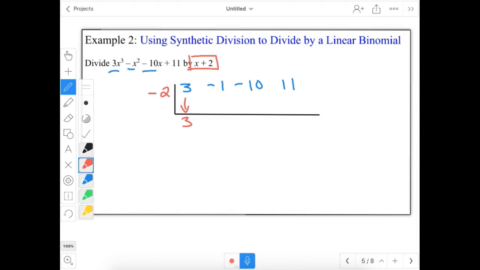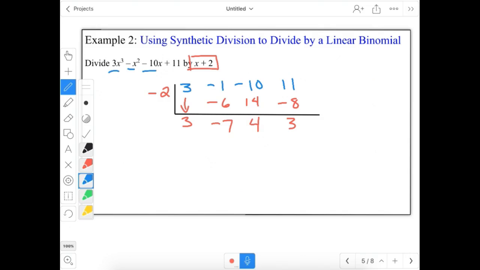So we drop down our 3, multiply by negative 2, so we get negative 6. Negative 1 plus negative 6 is negative 7. Multiply by negative 2, we get a positive 14. Negative 10 plus 14 gives us a 4. Multiply by negative 2, we get negative 8. And then lastly, negative 8 plus 11 gives us a 3.